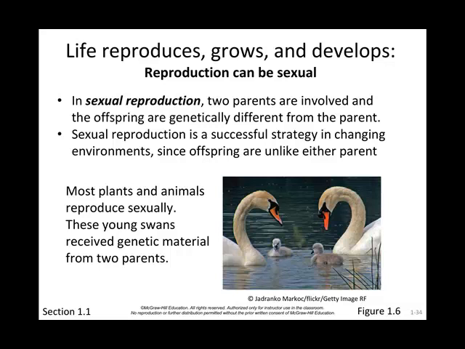The second type of reproduction is called sexual reproduction. Offspring from this type of reproduction have two parents, and they are not identical to their parents. These offspring get half of the DNA from each parent. Plants and animals reproduce through sexual reproduction. And the baby swans or cygnets that you see in this picture have also reproduced sexually from their parents.